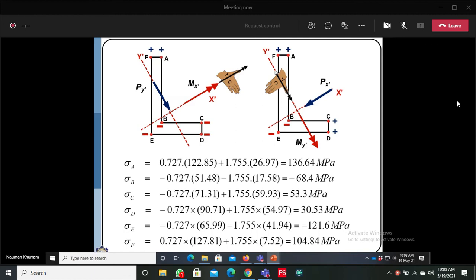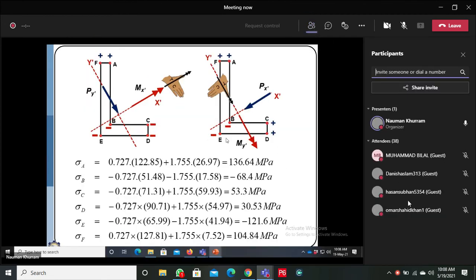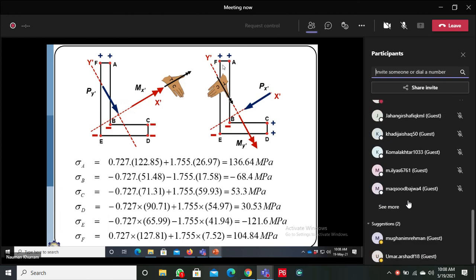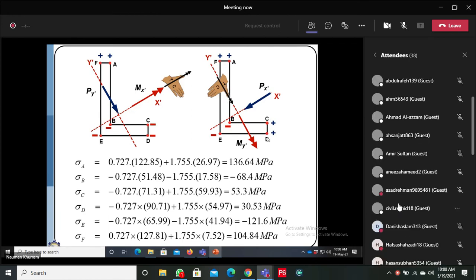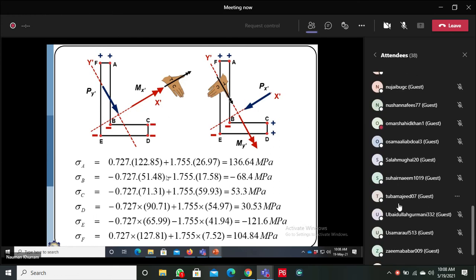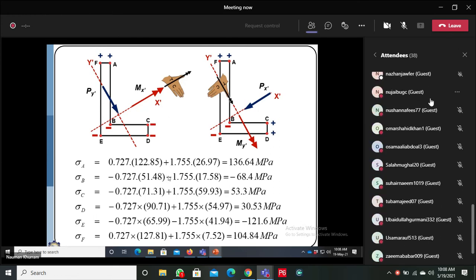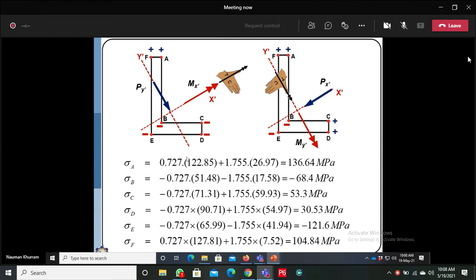Place the thumb of your right hand in the direction of the moment vector. So finger directions are indicating compression side, and the wrist direction is indicating tension. It means that due to the moment acting about y principal axis, points B and E are undergoing compression, and all other points are subjected to tensile stresses. So just see, I have used negative sign with B and E, and positive sign with all other points. So this is the principle of superposition.